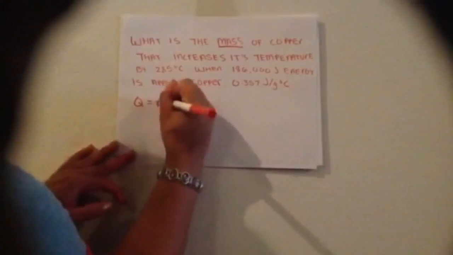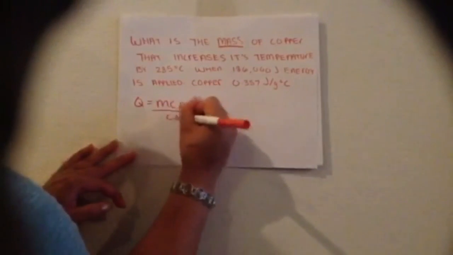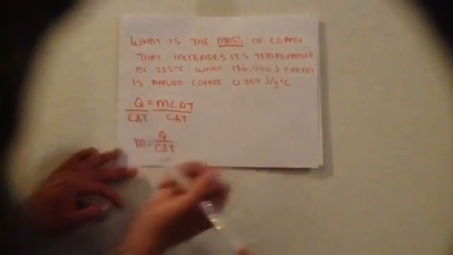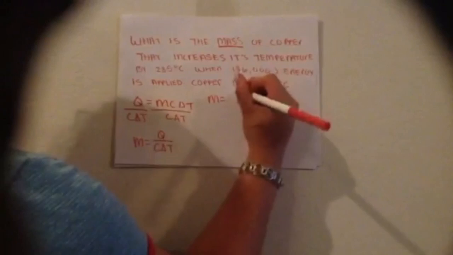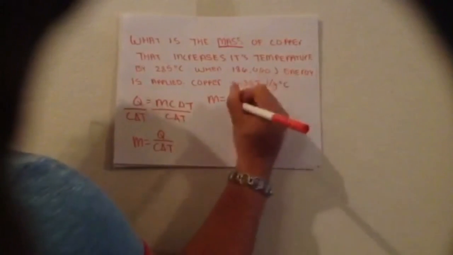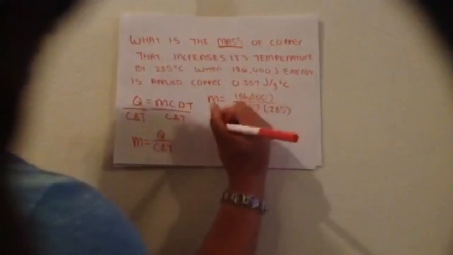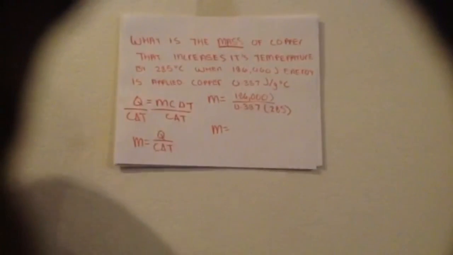And the answer is going to be 0.84. So let's do one last problem. What is the mass of copper that increases the temperature by 285 Celsius when 186,000 joules of energy is applied? Copper has a specific heat of 0.387.